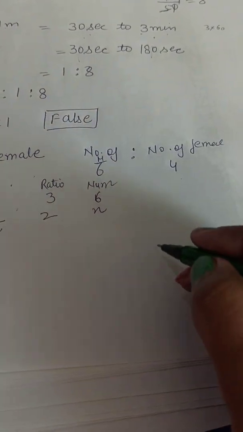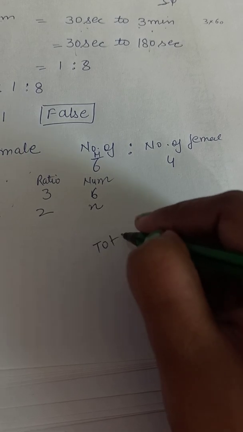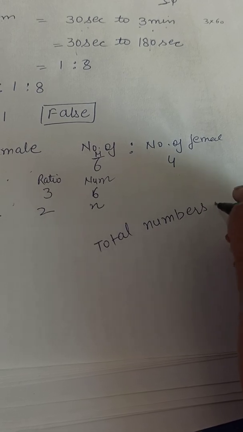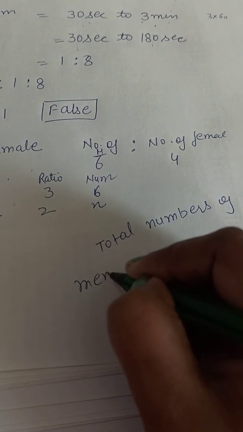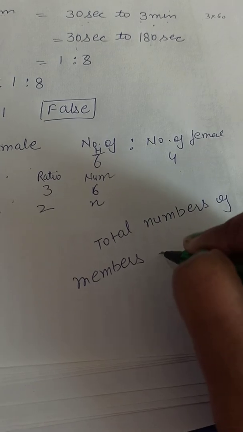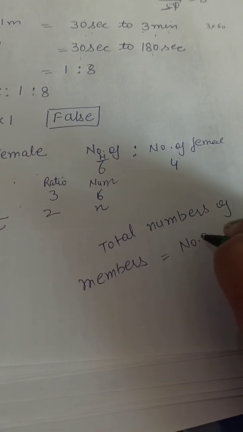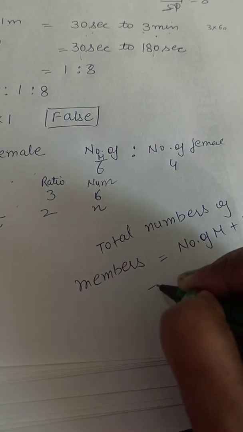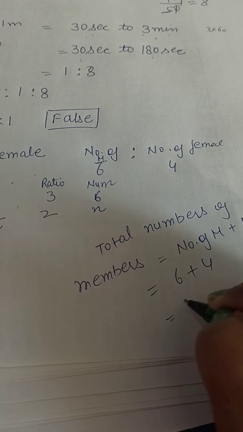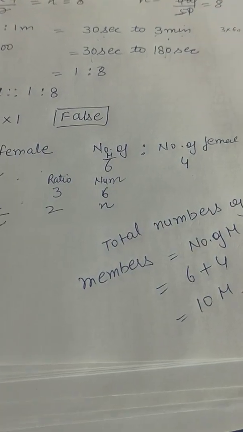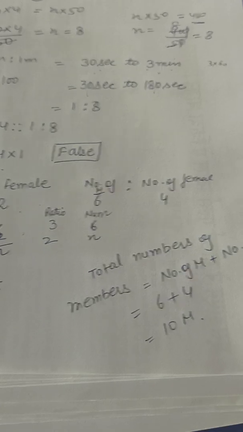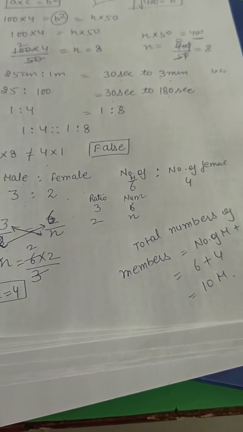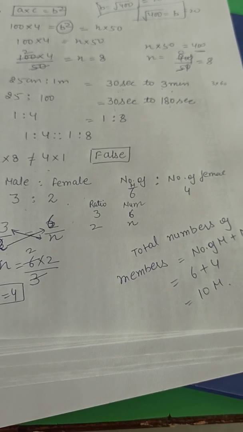Now we have to find the total number of members in the family. So that is equal to number of males plus number of females. That is 6 plus 4 equals 10 members. Clear? How many members are there? 10 members in a family. This is the way, if the ratio is given, you can find it. Clear beta?